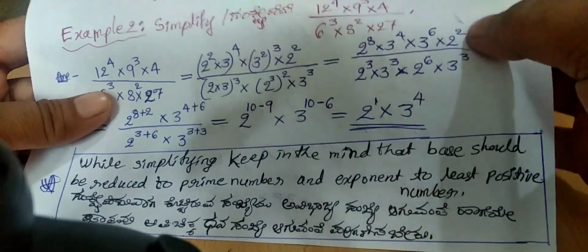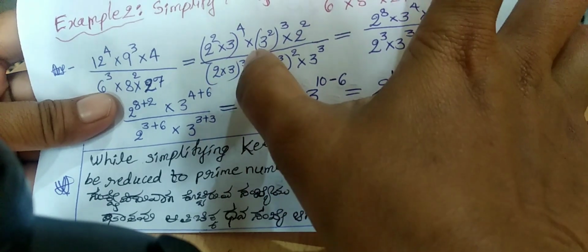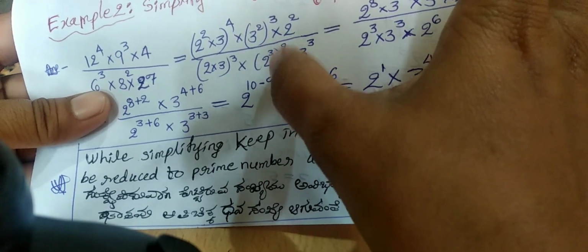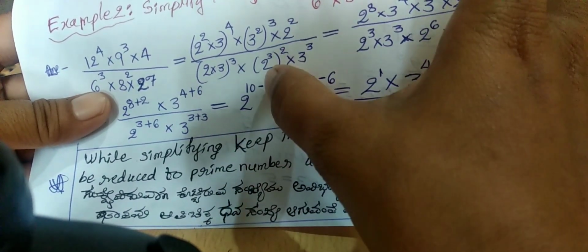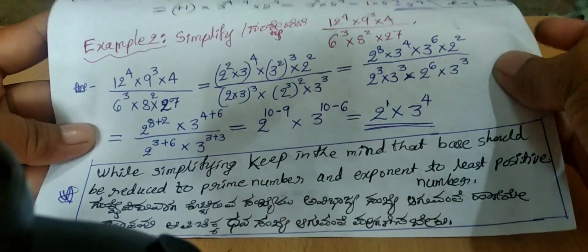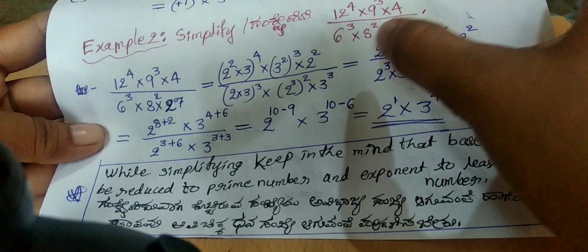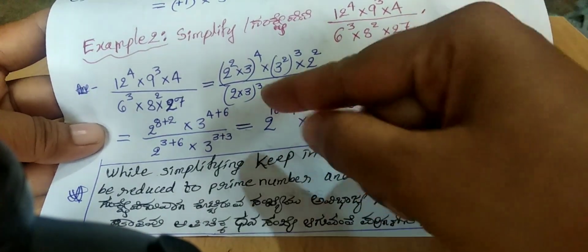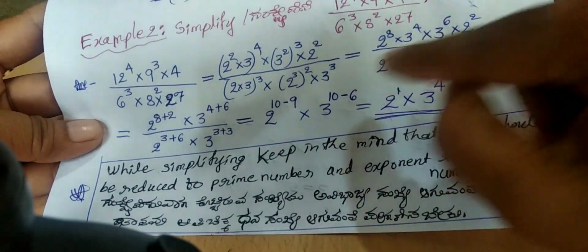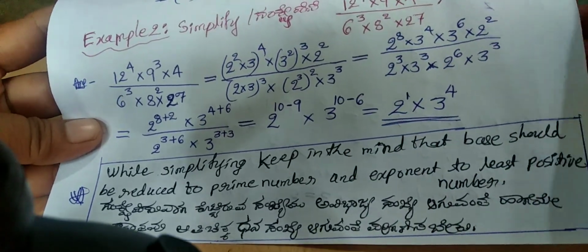Now 2 square. Yes, this is (a into b) whole to the power m, so a to the power m into b to the power m I have to consider here. And here (a to the power m) whole to the power n, so a to the power m into n I have to consider. 3 cube is 3 cube. Now what we will do is, in the numerator we will take the 2 based numbers together and 3 based numbers together. In the denominator also we will take 2 based numbers together and 3 based numbers together because in multiplication we can consider commutativity.